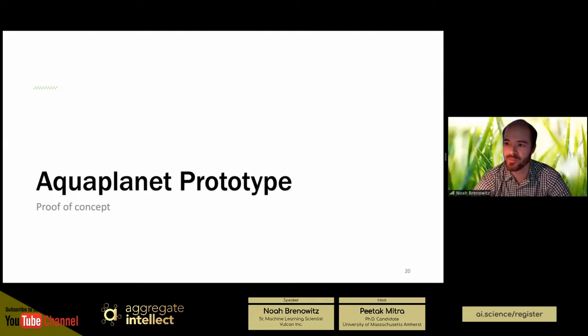So we started this work out with an aquaplanet prototype. Many people will put up the obligatory slide of Kevin Costner in Waterworld when they say this. It's basically a simulation of the atmosphere over a planet consisting entirely of water. This removes the complexity of land and topography. And so it's a pretty common setup for initial development of parameterizations.